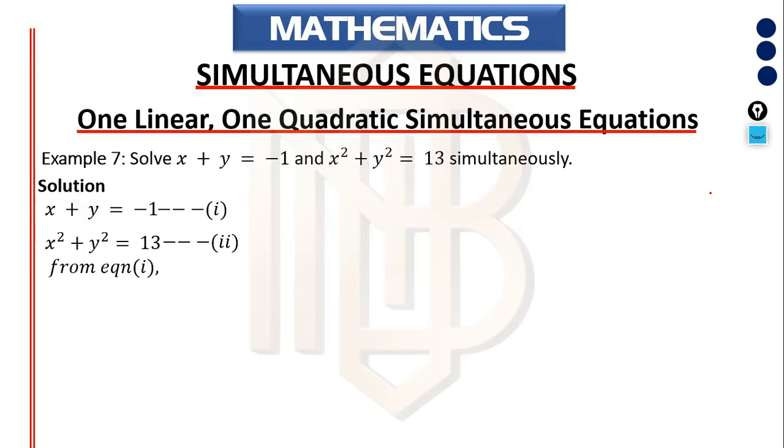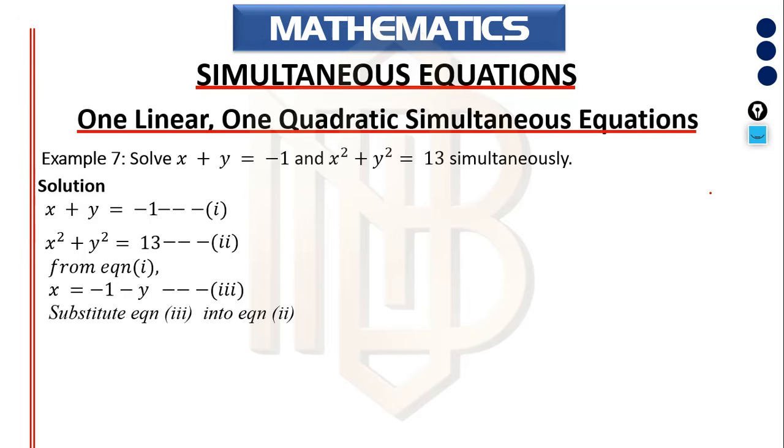You can use the graphical method too. You can use the graphical method to solve this. It's still the same procedure. Between graphical method and substitution method, substitution seems to be a little more direct. So from equation 1, we have x equals minus 1 minus y. That's equation 3 as usual. So the next thing, we put our equation 3 into equation 2.